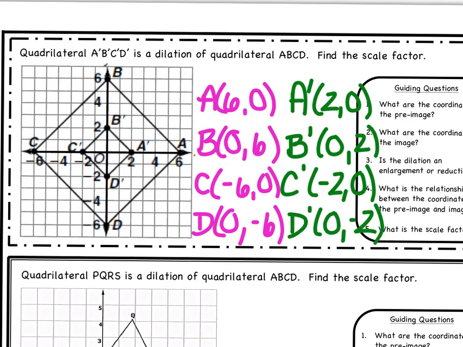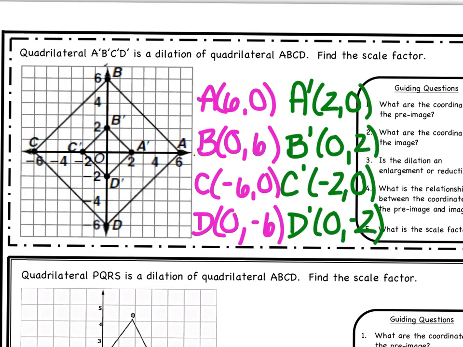Now, what I'm looking for when I identify the scale factor is the relationship between the original figure and the new figure. So what I notice is that this 6 right here went to a 2. This 6 right here went to a 2. Each 6 went to a 2.